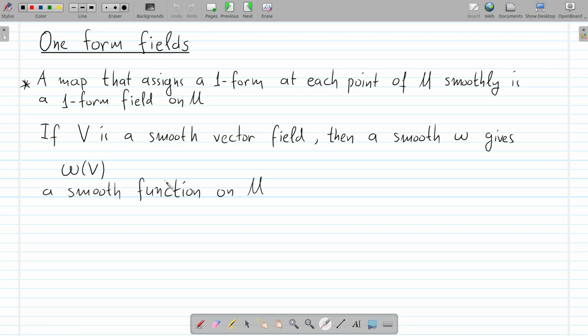By smooth, we mean that if omega acts on a smooth vector field V, which is defined because V has a value at every point, we can compute the action of the one-form at that point on the vector at that point. That gives us a number at every point, which is a function on M. And if that function is smooth, then omega is also called a smooth one-form field.